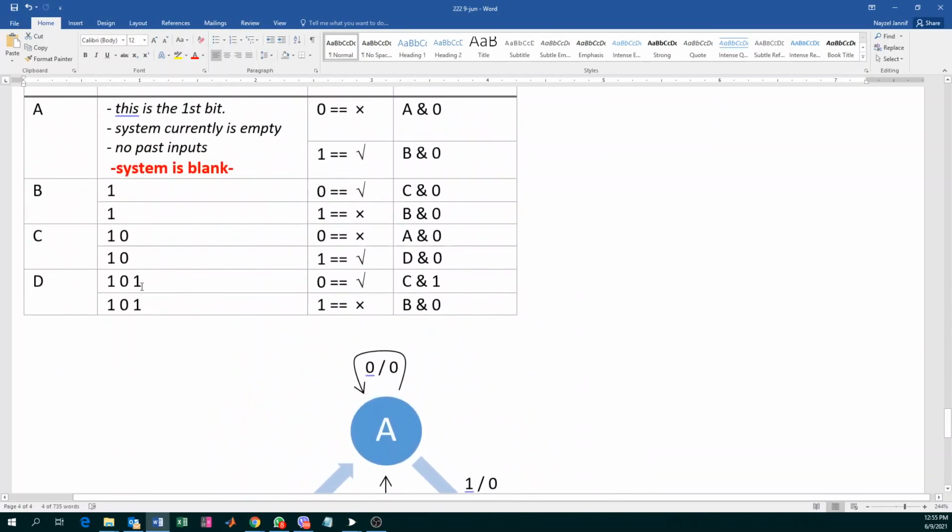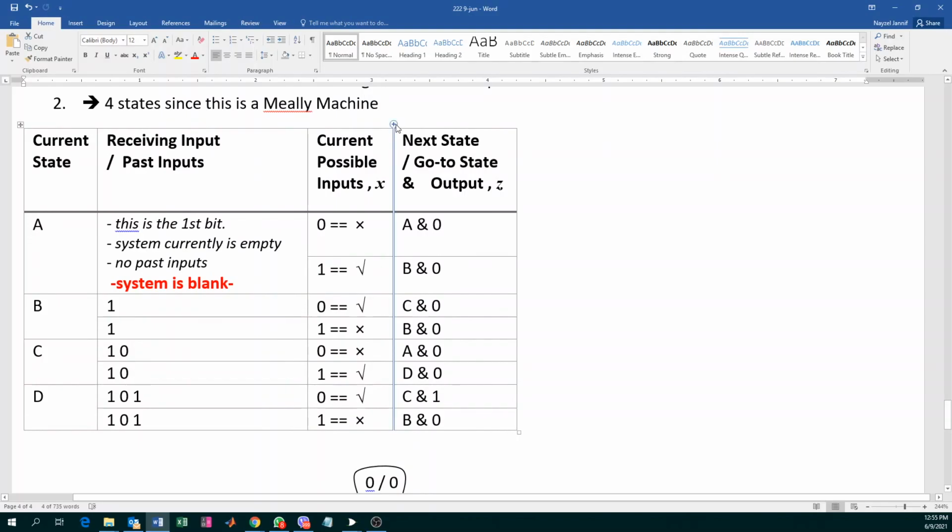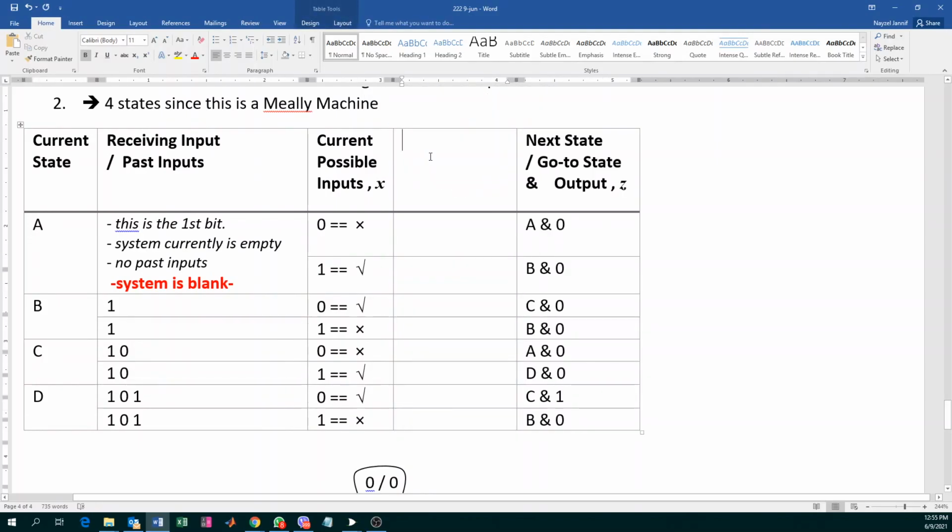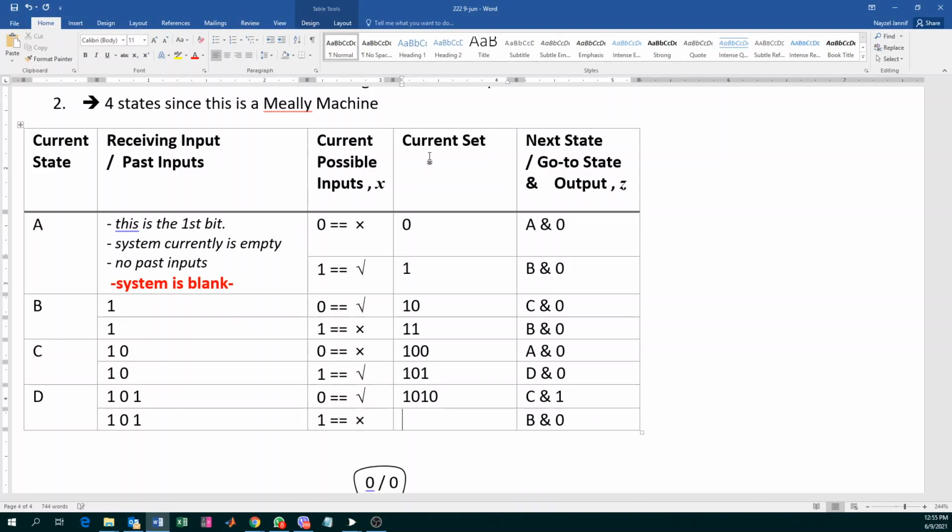So that's why we send it to C. Basically, if you want, you can always put in another new column over here just to help you guys out: the current set. Our current set will be 0 or 1. Our current set will be 1 0. Our current set will be 1 1. Our current set will be 1 0 1. Our current set will be 1 0 0. Our current set will be 1 0 1 0. Our current set will be 1 0 1 1. Okay, this is my current set.